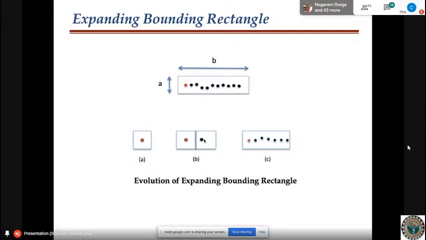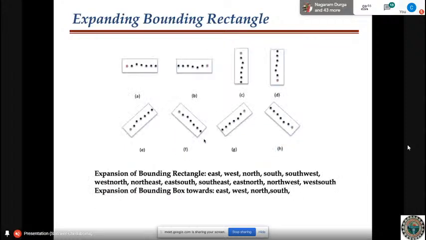If you see that from my picture, this can be in any direction. It does not need to be east, west, or north. It can expand in any direction, but it needs to start with one point, one data point.